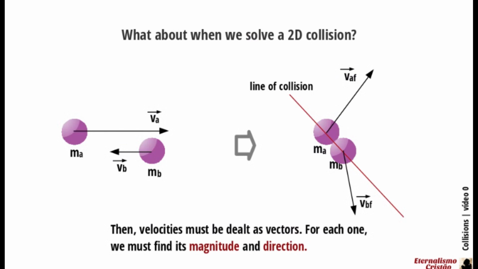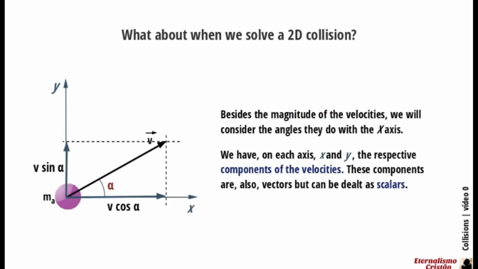What about when we solve a 2D collision? Then, velocities must be dealt as vectors. For each one, we must find its magnitude and direction. Besides the magnitude of the velocities, we will consider the angles they make with the x-axis. We have, on each axis, x and y, the respective components of the velocities. These components are, also, vectors but can be dealt as scalars.